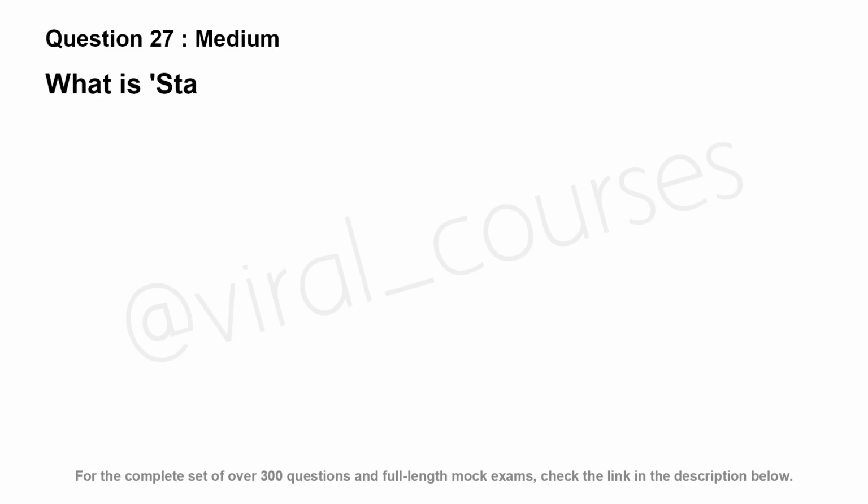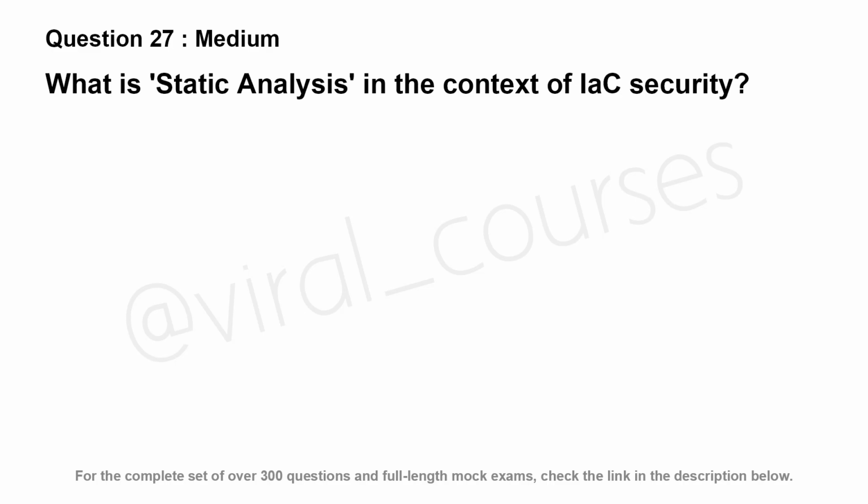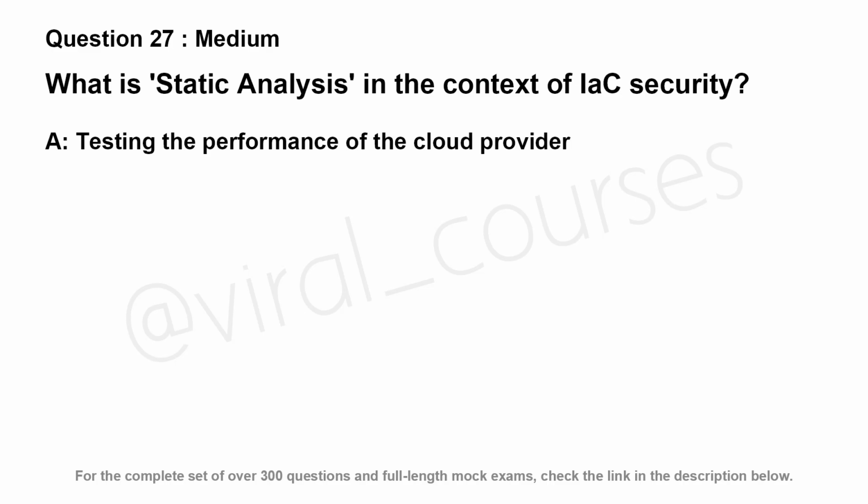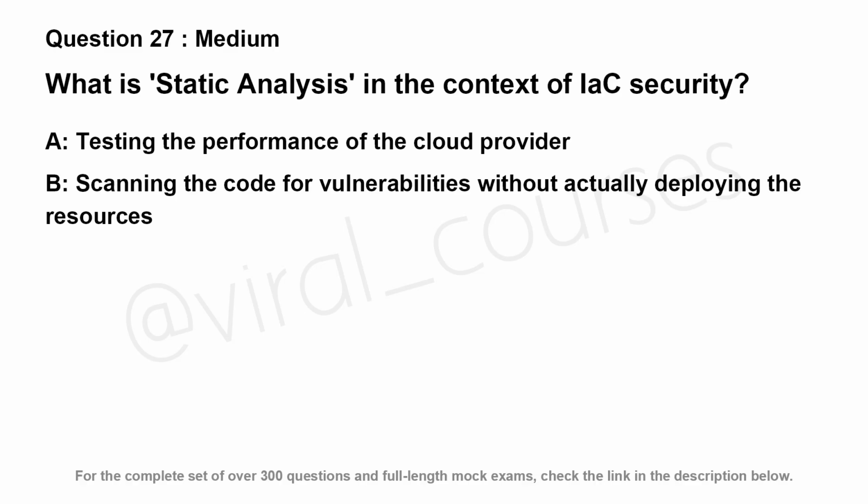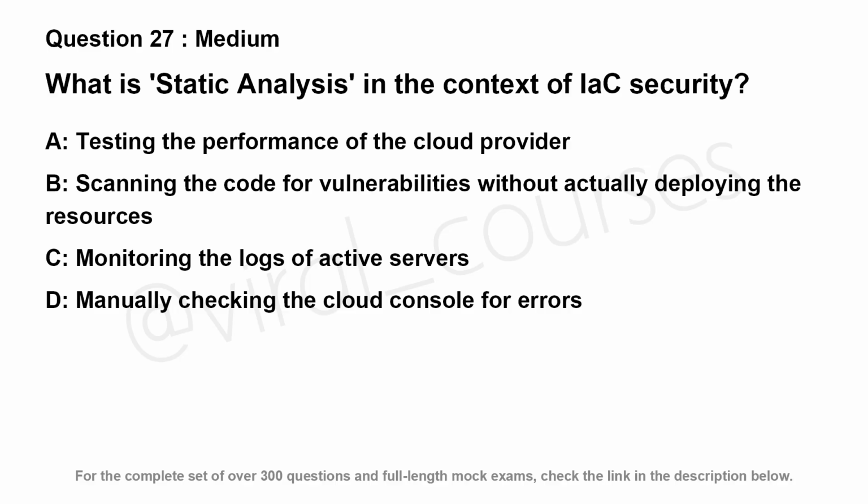What is static analysis in the context of IaC security? Option A. Testing the performance of the cloud provider. Option B. Scanning the code for vulnerabilities without actually deploying the resources. Option C. Monitoring the logs of active servers. Option D. Manually checking the Cloud Console for errors.